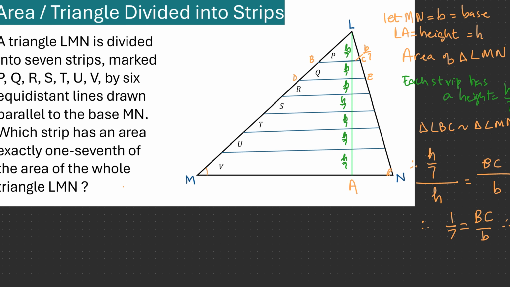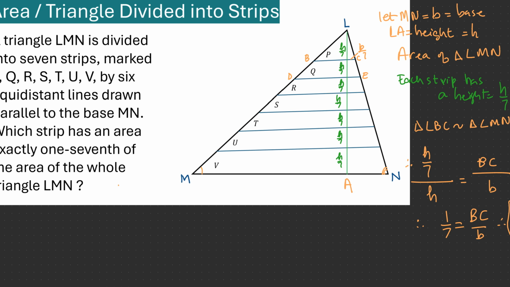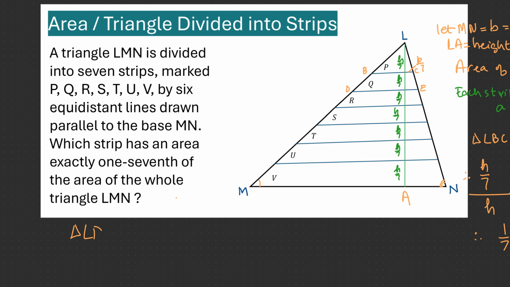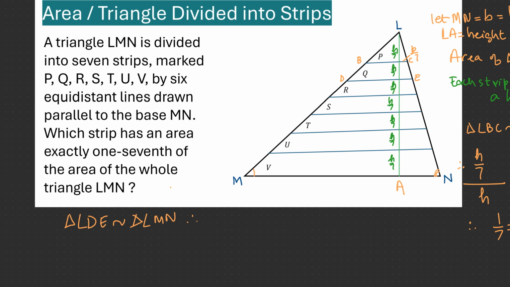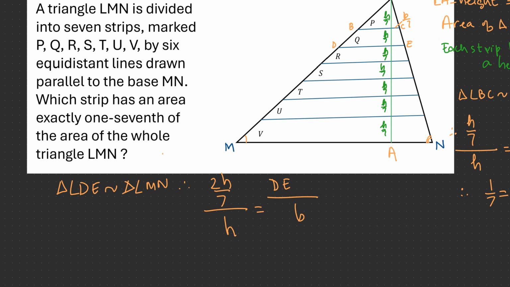triangle LDE is similar to triangle LMN, and therefore we can write once again: h over 7 plus h over 7, that is 2h over 7, divided by the entire height, is equal to DE, the base, over MN, which is B. Once again we cancel the height and we see that DE is 2 over 7 B.